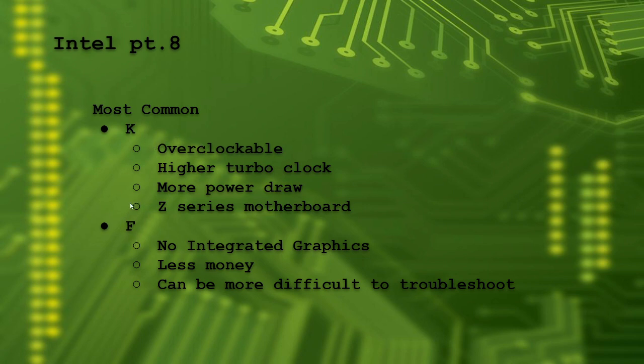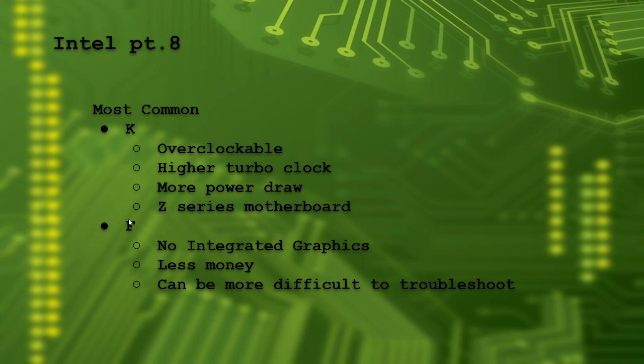The F means no integrated graphics. Now what this means is all non-F CPUs have a GPU built into the CPU. This can be useful for people who do not wish to buy a graphics card, such as office workers or people who are just using their computer recreationally and not for gaming.